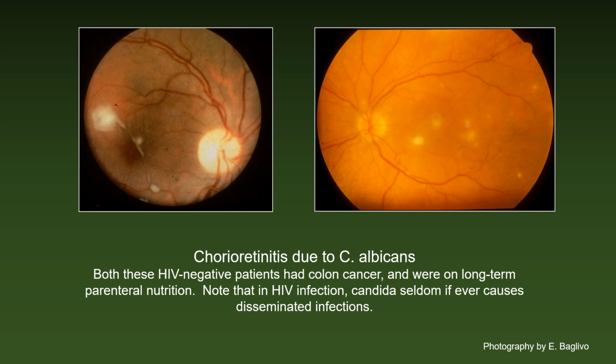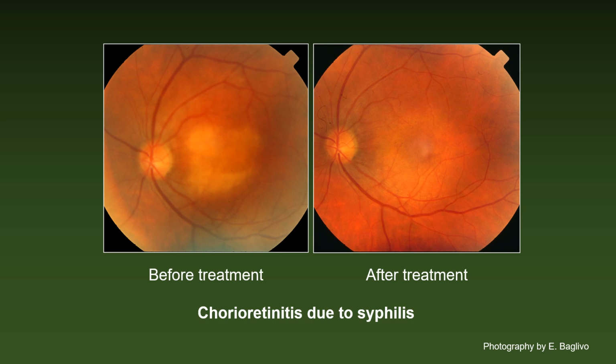In HIV negative patients, particularly in those on parenteral nutrition, but not in HIV positive patients, candidemia may involve the retina and cause whitish lesions as seen in these two photographs. Chorioretinitis due to syphilis. This lesion involved the fovea and caused marked loss of vision, but vision recovered after treatment with penicillin.